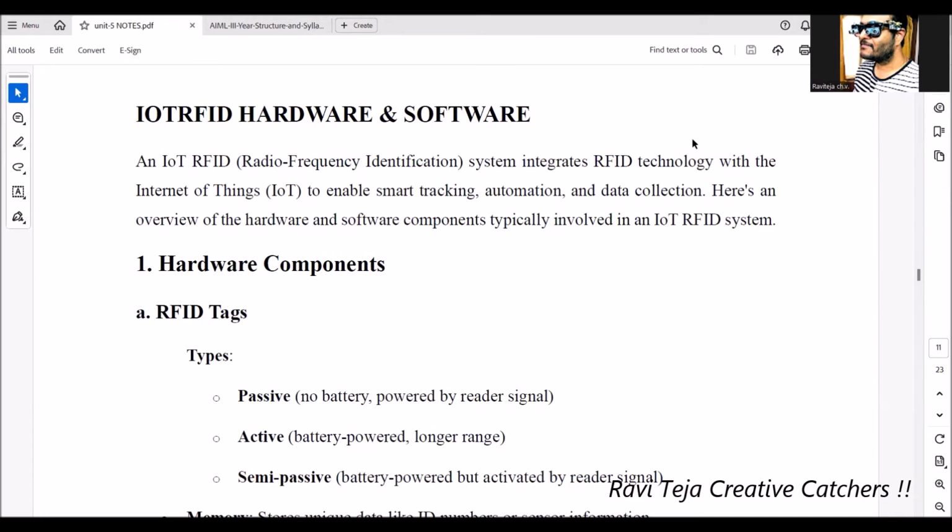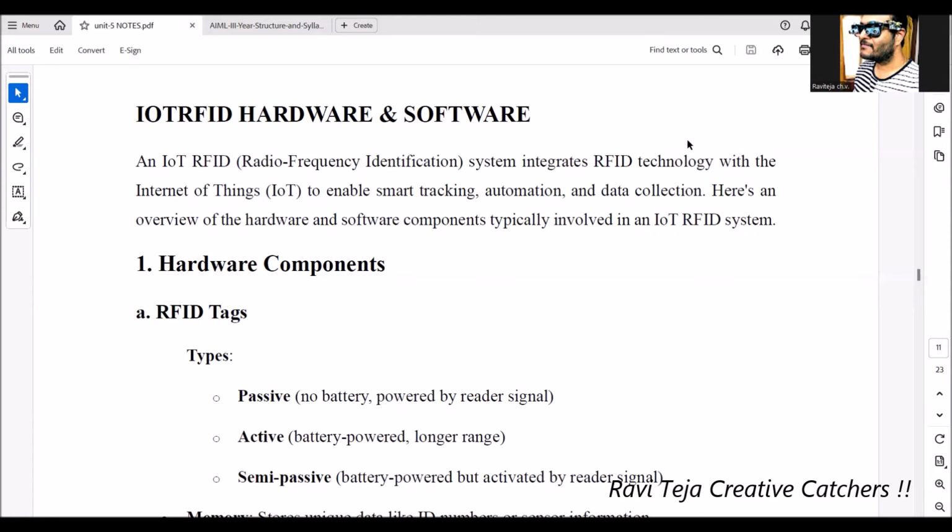In today's class, we are going to learn a new concept called IoT RFID with respect to its hardware and software. So first of all, what is RFID? RFID is radio frequency identification. We have already learned the concept of radio frequency identification, right? It will have an RFID tag where the data present in the tag will be read by the RFID reader. So how this same RFID technology is integrated into IoT with respect to its hardware and software, we are going to learn in this video.